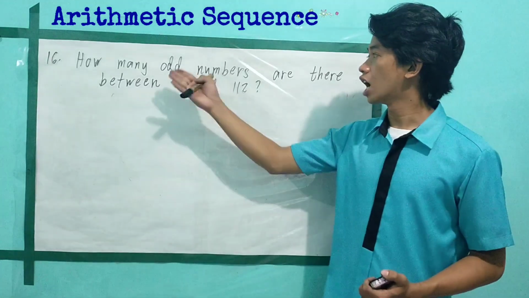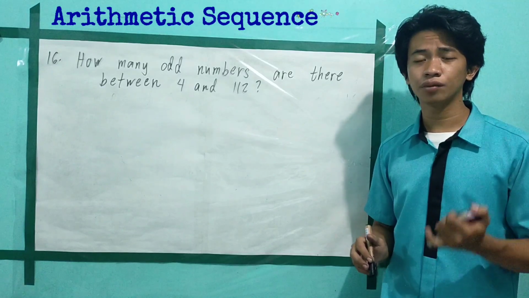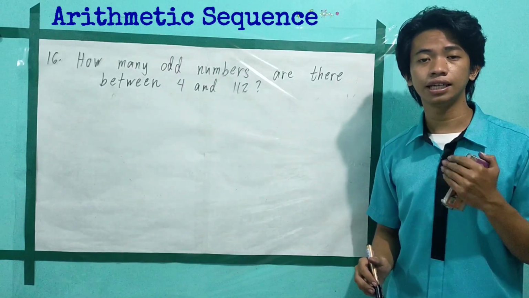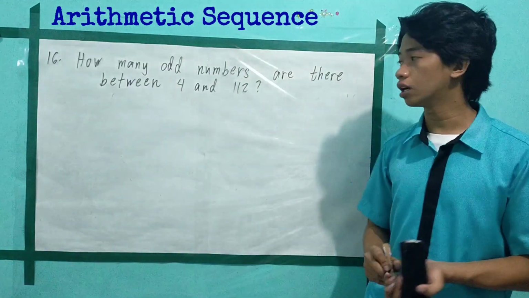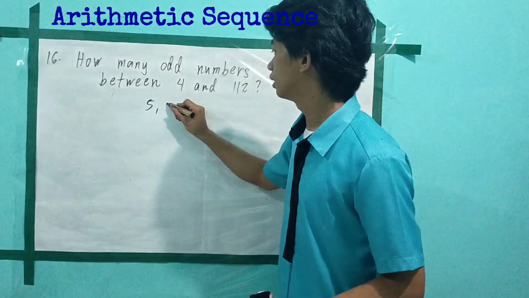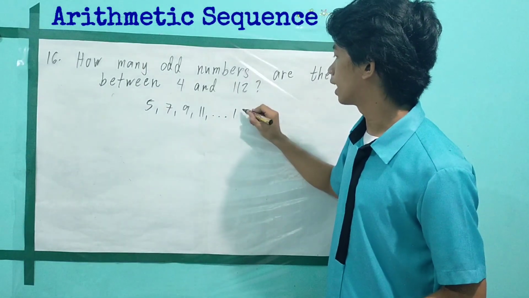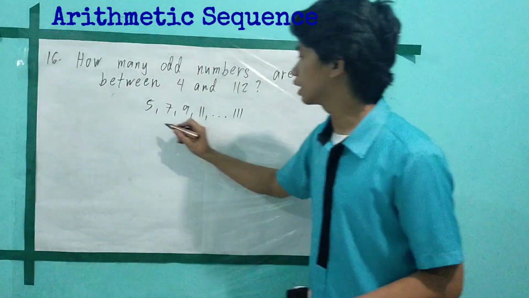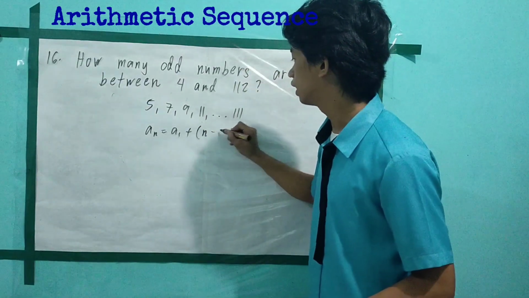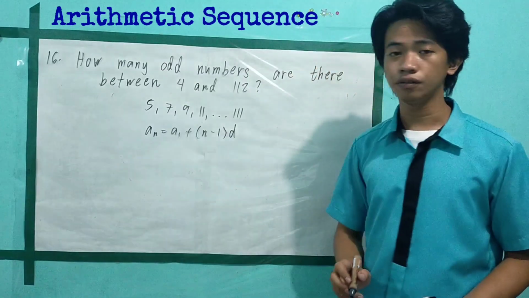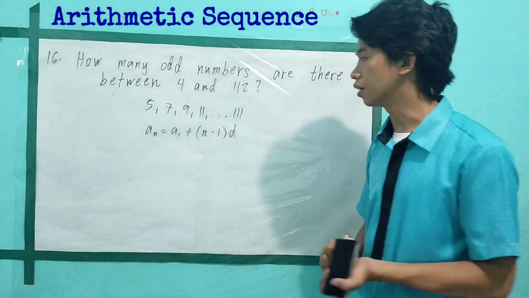Problem number 16. How many odd numbers are there between 4 and 112? So, ano nga ba yung mga odd numbers? We have 1, 3, 5, 7, 9, and so on. Pero meron tayong given condition between 4 and 112. It means 5, 7, 9, 11, up to 111. Using our formula, a sub n is equal to a sub 1 plus n less 1 multiplied to the common difference. Hanapin natin kung ilang terms meron sa given problem na to.